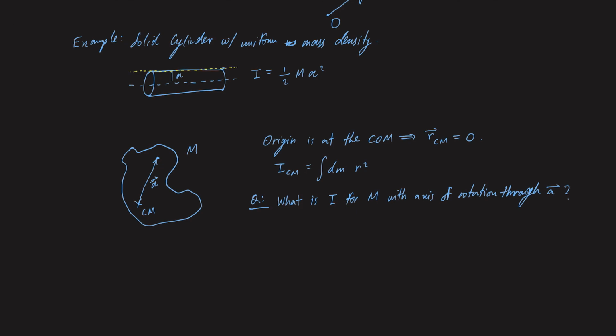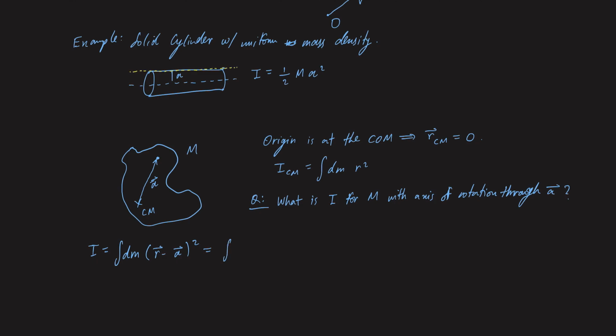Now, we write down that I is equal to the integral of dm, and we note that the axis has shifted. So instead of writing simply r squared, we would instead have the quantity r vector minus a, squared. It's because we've shifted the axis of rotation. The origin is still at the center of mass, but because we've shifted the axis of rotation, our expression for r squared must also shift to r minus a, the quantity squared. So that's the moment of inertia through this axis.